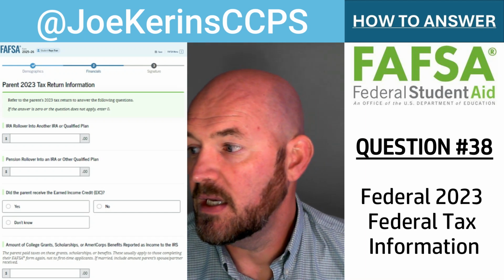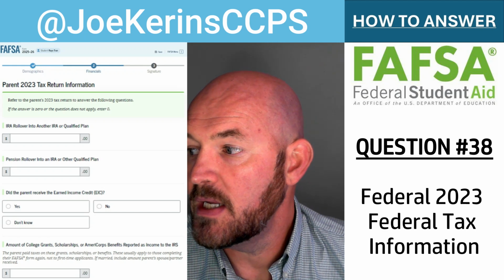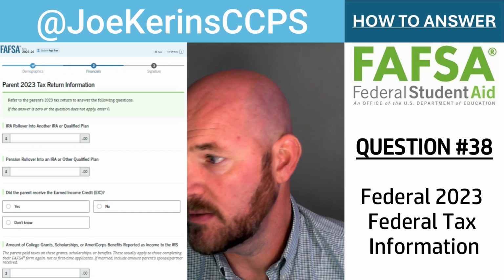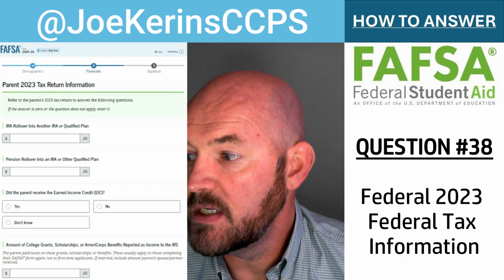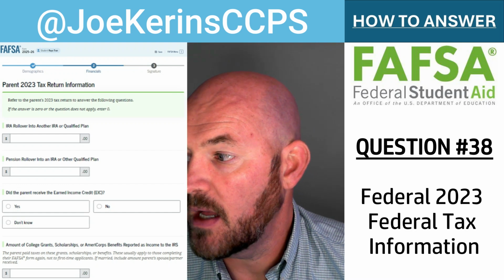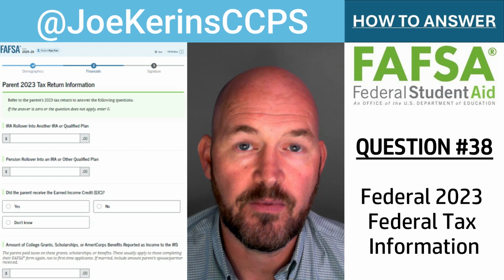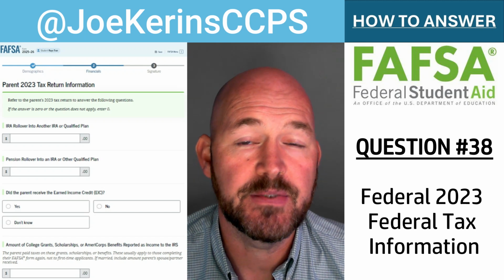It'll also be asking if the parent received any earned income credit. So you answer yes, no, or I don't know. Again, that's something that you would see on the 1040 tax return. Another question here is the amount that the parent would have received in college grants, scholarships, or other benefits that were basically reported as income. So again, not a scholarship from a school, but these are grants and scholarships that were taxable. So they will be on your tax return, but you have to list those as well.